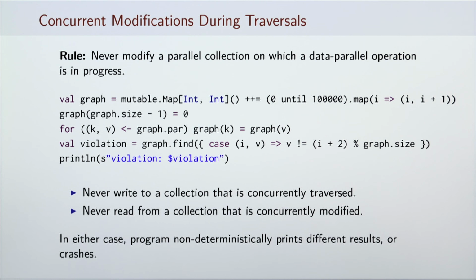So the lessons learned are the following. Never write to a collection that is concurrently traversed, and never read from a collection that is concurrently modified. In either case, the program can non-deterministically print different results or crash.